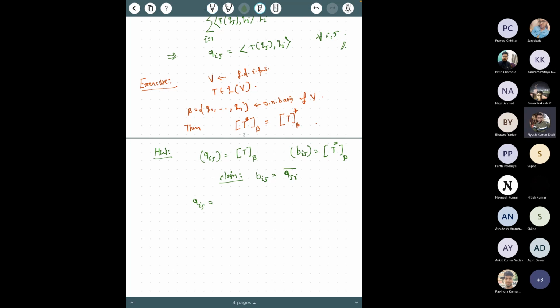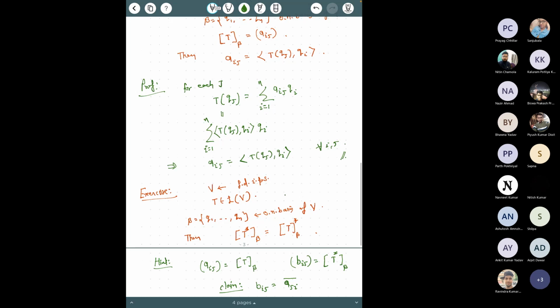So let's say Aij denotes the matrix of T and Bij denotes the matrix of T star. Then our claim is to show that this is true. I'm not saying this implies; I'm saying that this is our claim. So I've written here what we want to show. This follows because of this observation here.